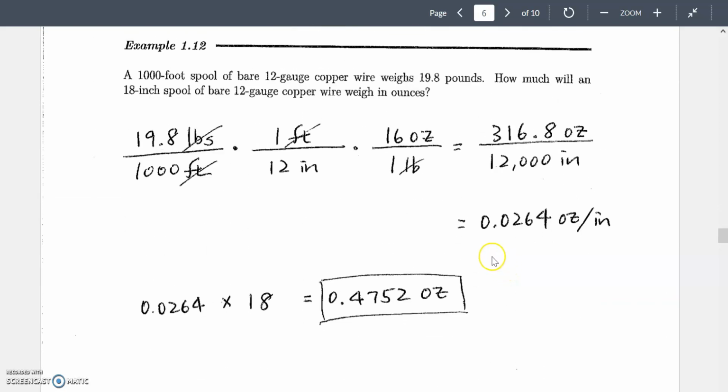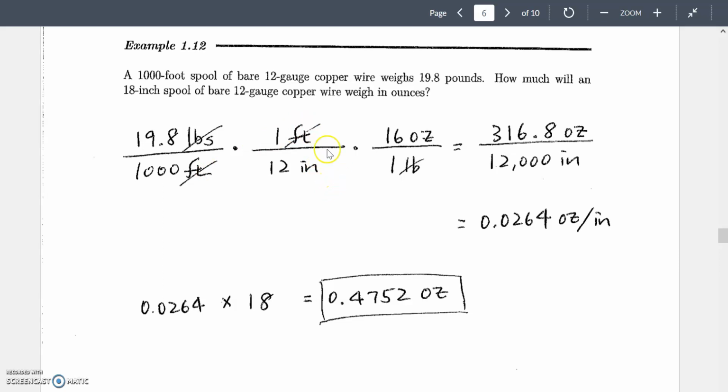Okay, so we have one more example for this topic. If a 1,000 foot spool of bare 12 gauge copper wire weighs 19.8 pounds, how much will an 18-inch piece weigh? Well, first of all, we need to change pounds per feet. So 19.8 pounds to 1,000 feet. We're going to get rid of feet first. We know 1 foot equals 12 inches. So we're going to multiply, so feet will go away. Then once we do that, we're in inches.